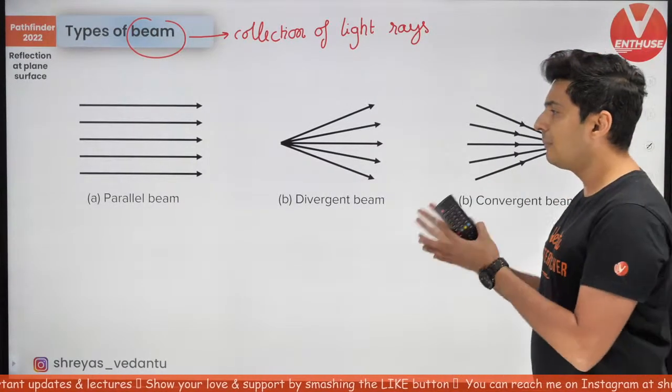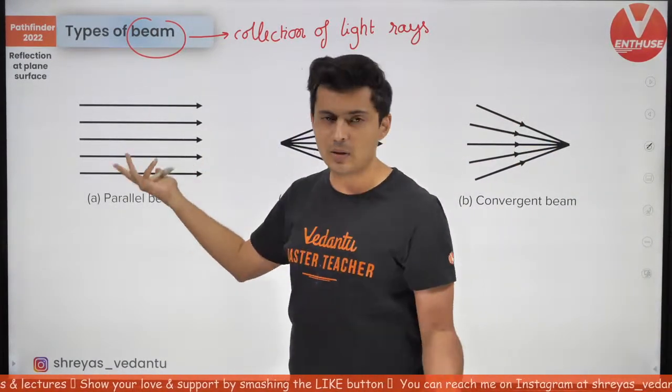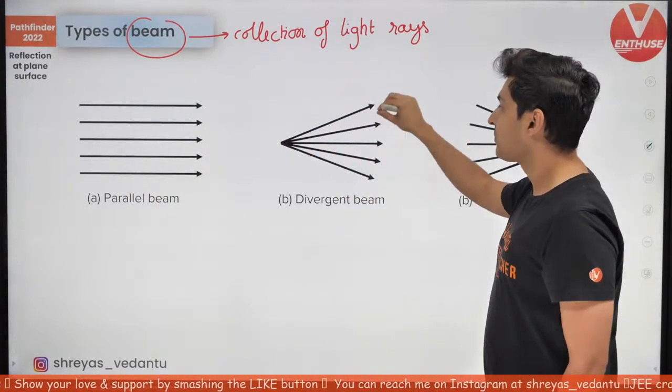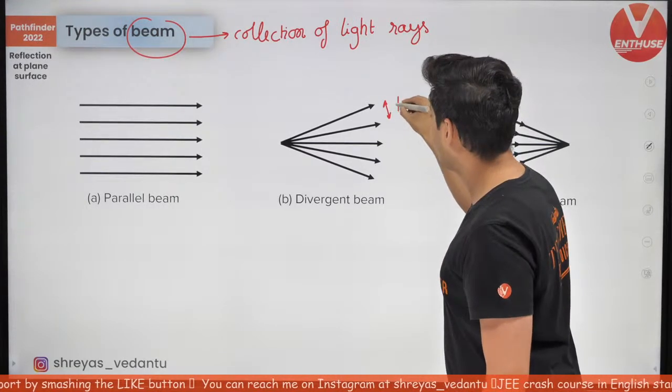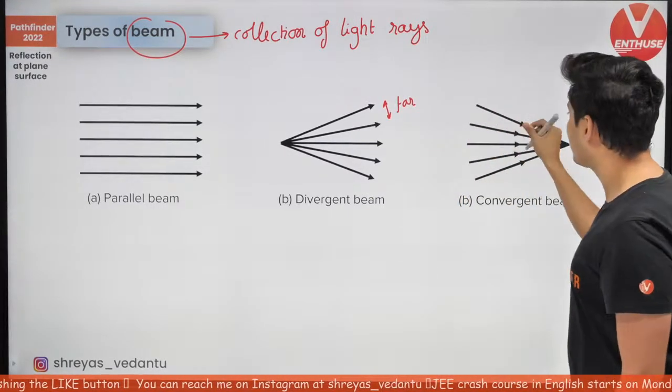One is a parallel beam. Parallel beam means all the rays are parallel, obviously. Divergent, the rays go far away. They drift apart, they become far away. And here they come closer.